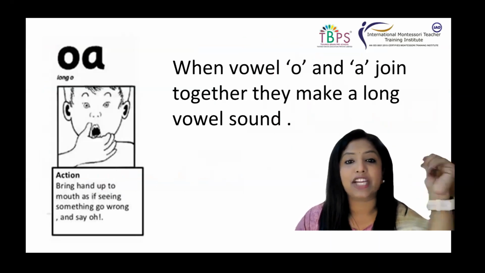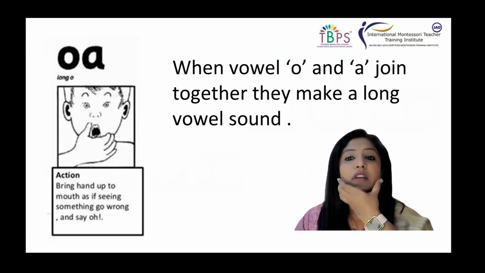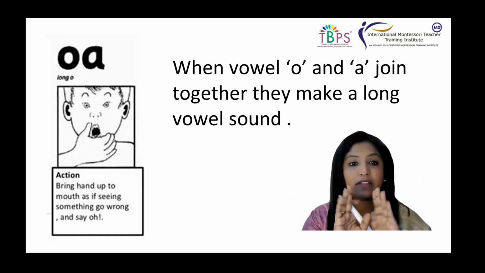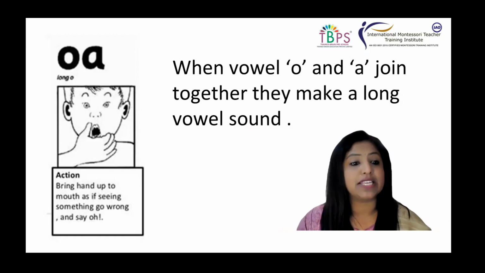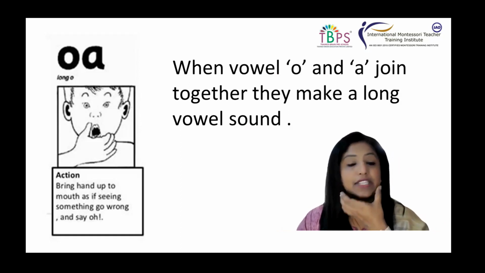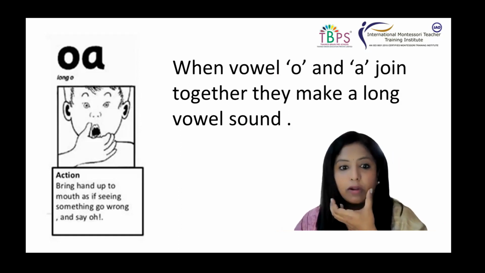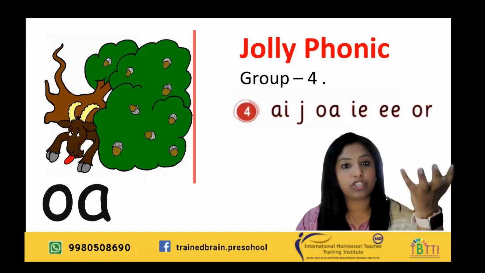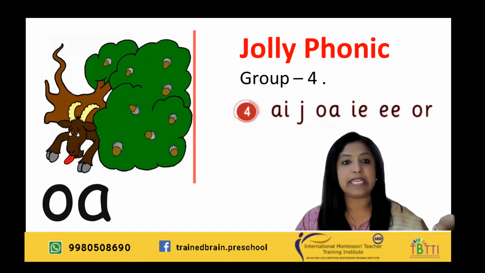Now, what was the action that we all did? We put our hand onto our mouth and we said, oh, oh. We had vowel O and vowel A joining together, making a long vowel sound. This was the action wherein we brought our hand up to our mouth as if we saw something go really wrong. So in this exercise, what went wrong? The oak tree fell on a goat. Can you see that? You have to exaggerate the situation.